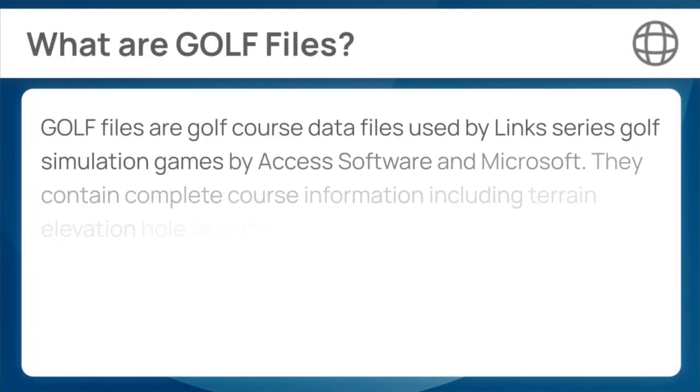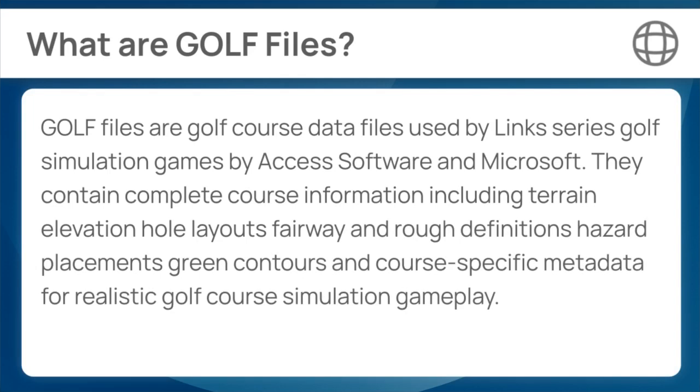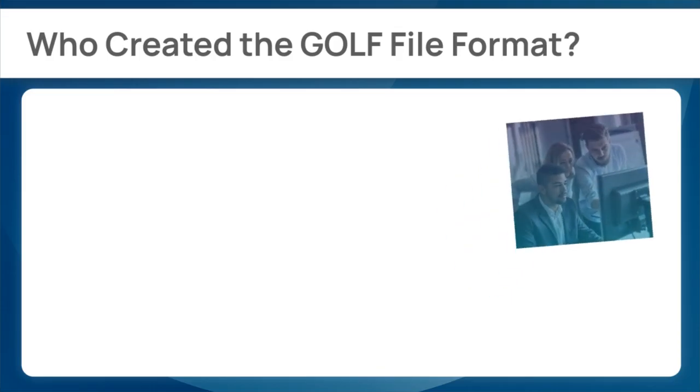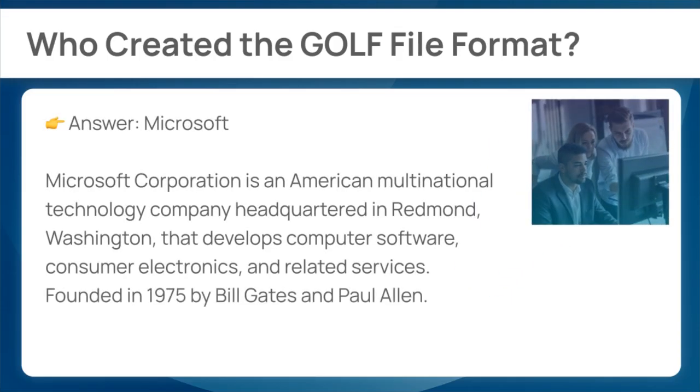GOLF files are golf course data files used by Link's series golf simulation games by Access Software and Microsoft. They contain complete course information including terrain elevation, hole layouts, fairway and rough definitions, hazard placements, green contours, and course-specific metadata for realistic golf course simulation gameplay.